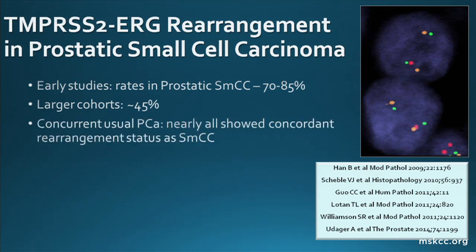Importantly, the studies quoted by Lotan and Williamson showed that in cases that had concurrent usual acinar prostate cancer, nearly all showed concordant rearrangement status as the small cell carcinoma, supporting the notion of divergent differentiation. Now, usually, when this rearrangement occurs, ERG is brought under the regulation of the androgen receptor, or androgen regulation. And therefore, ERG immunohistochemistry is usually a very good surrogate for this rearrangement being present.